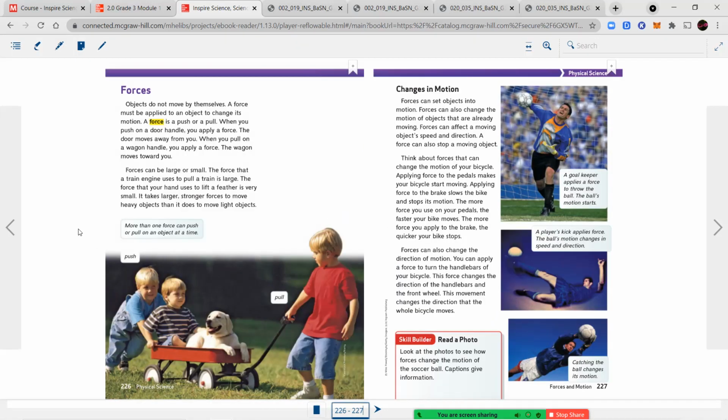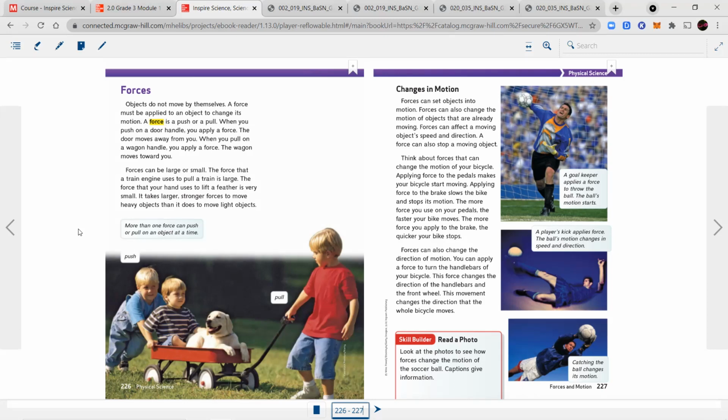Forces. Objects do not move by themselves. A force must be applied to an object to change its motion. A force is a push or a pull. When you push on a door handle, you apply a force. The door moves away from you. When you pull on a wagon handle, you apply a force. The wagon moves towards you.